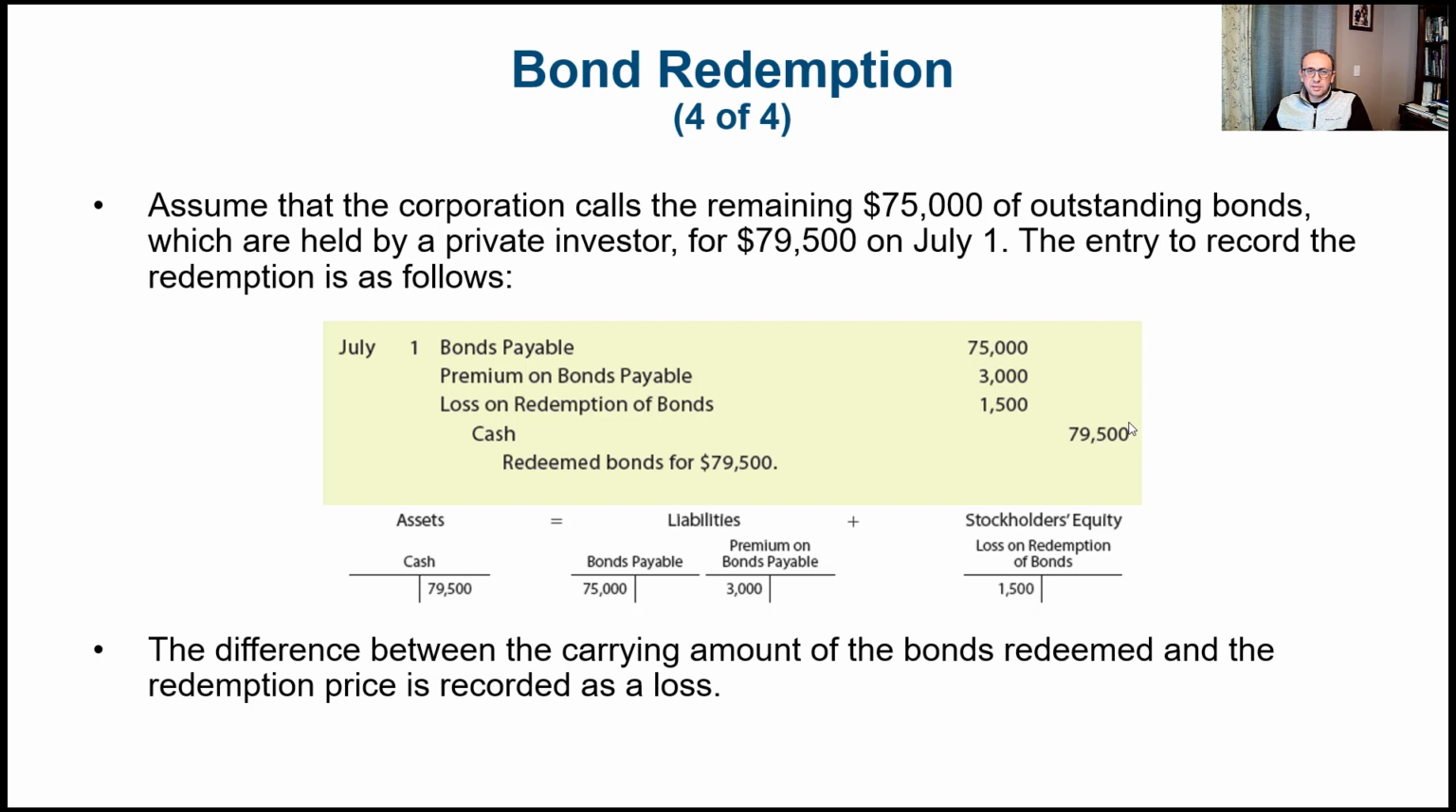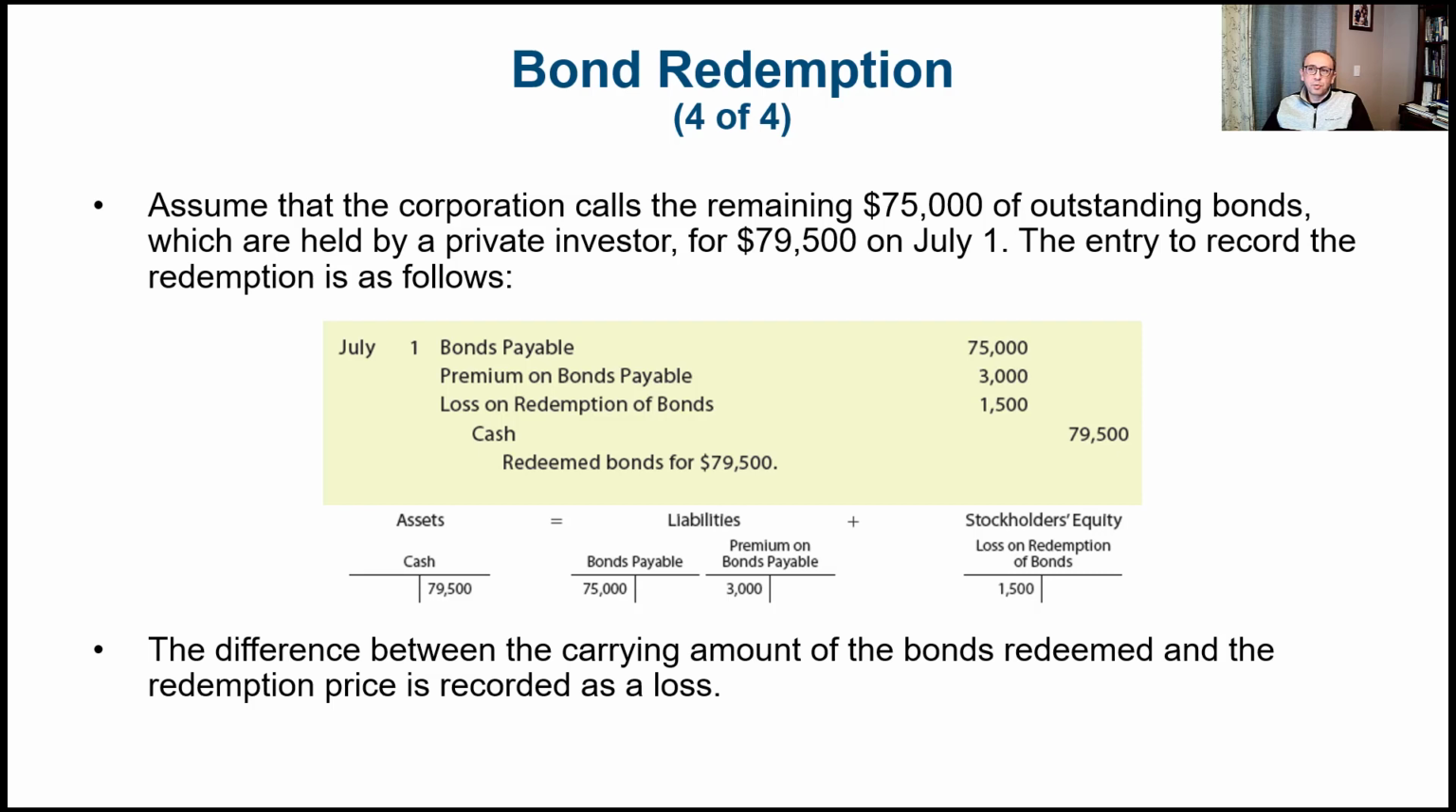Was that a good deal or bad deal? Actually, it wasn't a very good deal. We had a loss on the redemption of the bond of the difference, which is $1,500. Remember, losses are like expenses, they appear on the debit side. So the loss on the redemption of bonds would be the plug-in value of $1,500 here. So the total would be $79,500 debit, $79,500 on the credit. So the difference between the carrying amount of the bond redeemed and the redemption price is recorded as a loss.